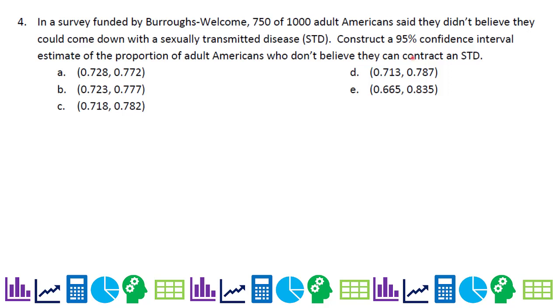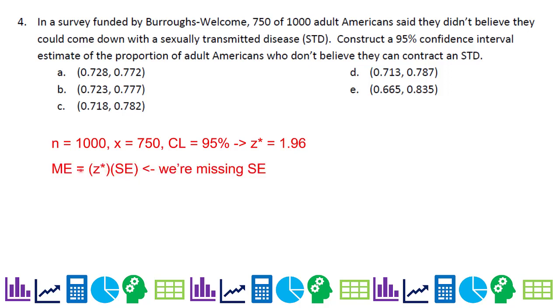Here, we know we're in the right area because they're saying construct a 95% confidence interval. So here's the information I need to do that. I have n equals 1,000, x equals 750, confidence level is 95%. So that tells you that my Z star is 1.96, all right? So we know the Z star, but we're missing the standard error.